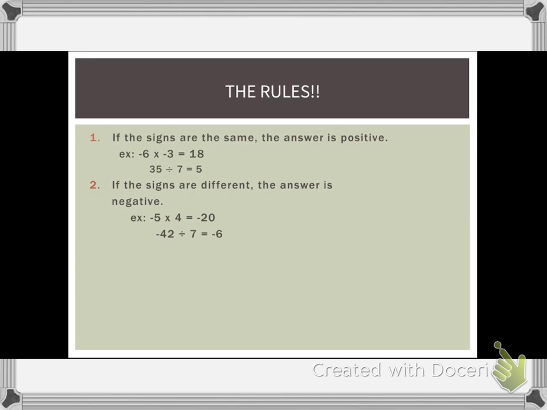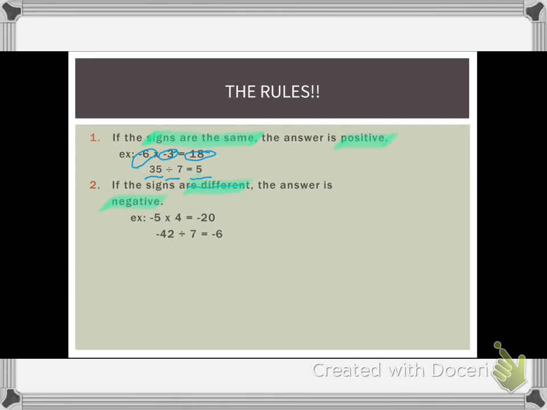What happens is, if you are multiplying and dividing and the signs are the same, your answer will be positive. So as you can see in these examples here, a negative 6 times a negative 3 gives us a positive 18. And then we have a positive 35 divided by a positive 7 gives us a positive 5. So if the signs are the same, then your answer will always be positive. If the signs are different, however, then your answer will be negative. So if they're different, they will be negative.